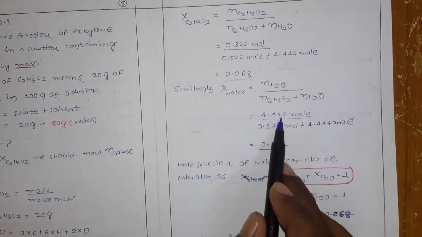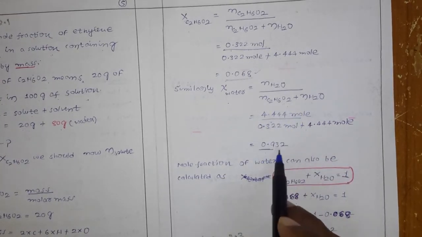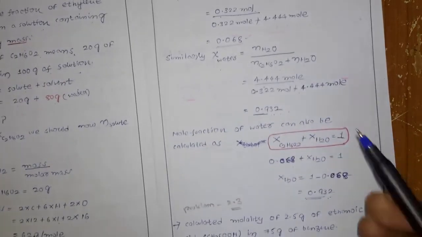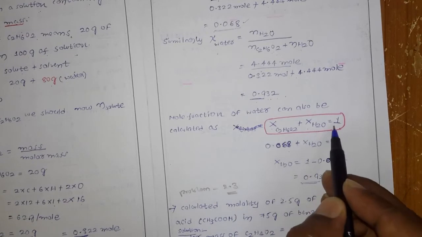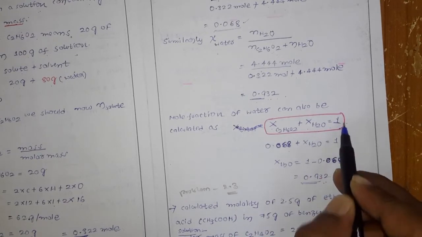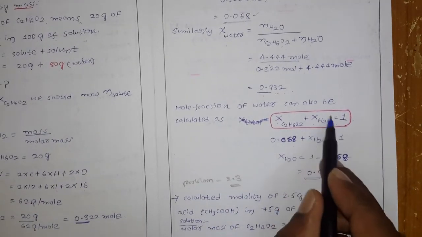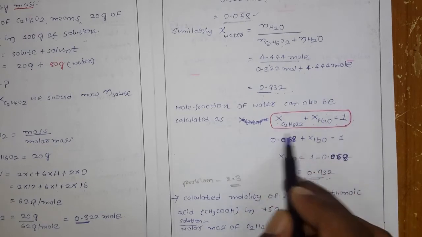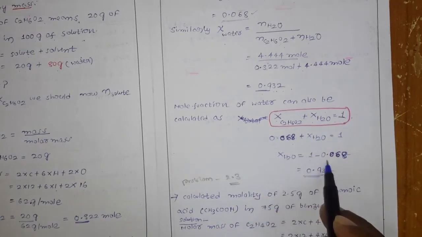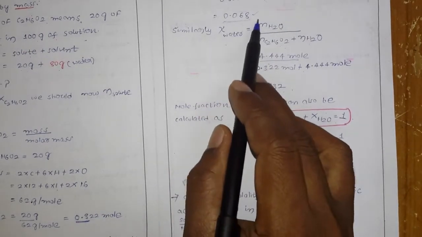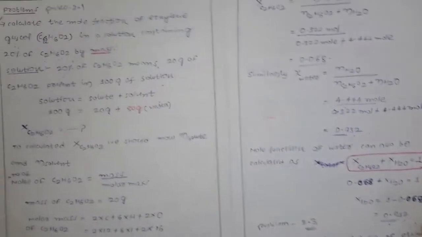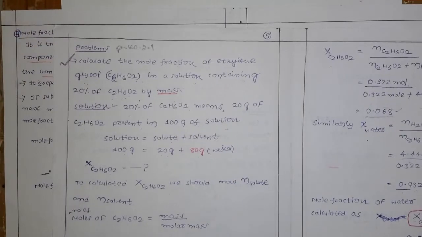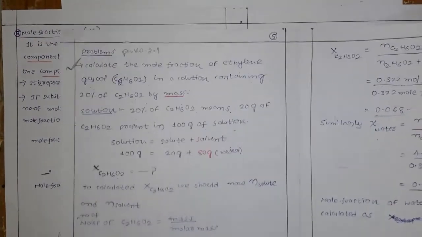That is 4.444 divided by the total number, you get 0.932. Or else, obviously, you know that the total of the mole fractions must be equal to 1. So the mole fraction of H2O is 1 minus the mole fraction of ethylene glycol, that is 1 minus 0.068, which is 0.932. So like this you have to calculate the mole fractions. So this is about the mole fraction.